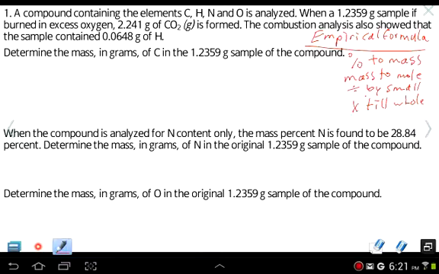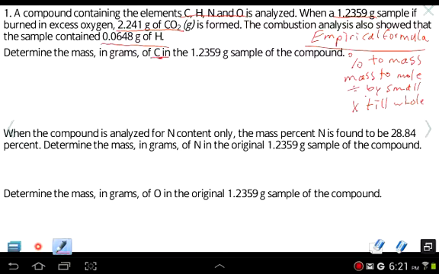We have a compound containing the elements carbon, hydrogen, nitrogen, and oxygen, and it is analyzed. Usually it's analyzed by breaking the compound up and finding how much of each of the elements you have. Here it says when a 1.2359 gram sample of it is burned in excess oxygen, we form this much CO2, and then the combustion analysis also showed that the sample contained this much hydrogen. The first thing it wants us to find out is how much carbon there is in our original sample.